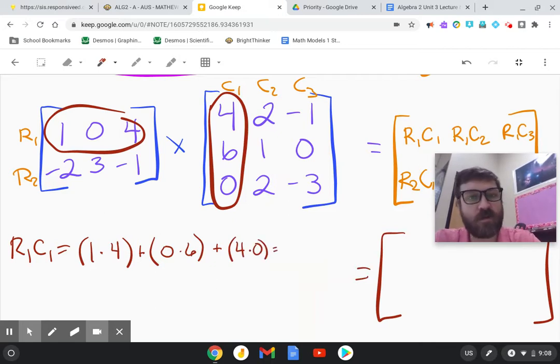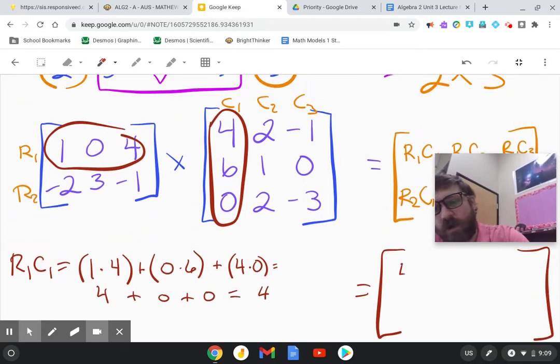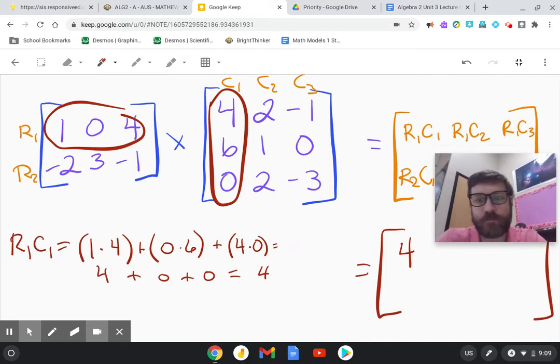Notice I did first term times first term, second term times second term, last term times bottom term. That's how you do it: position 1, position 2, position 3. And then you find those answers. So 1 times 4 is 4, plus 0 equals 4. So in row 1, column 1, I put a 4.